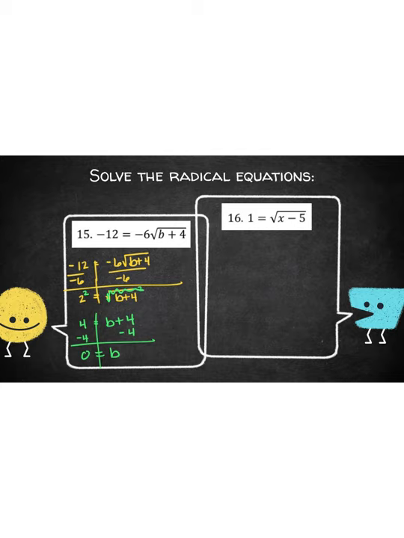Okay, number 16 is going to be an easy one. So we have 1 equals the square root of x minus 5. We're going to go ahead and square both sides first. So I'm going to square this side, square this side. That gets rid of this radical. So 1 squared is still 1. So 1 equals x minus 5. To get rid of that minus 5, I'm going to add 5 to both sides.